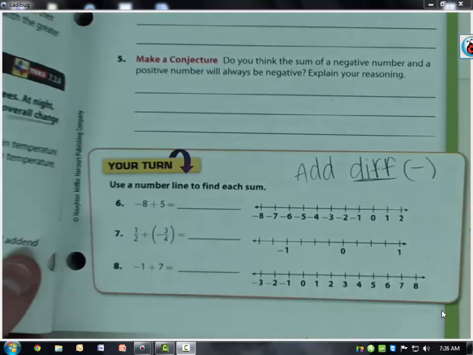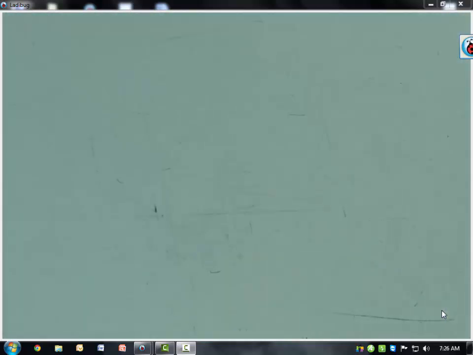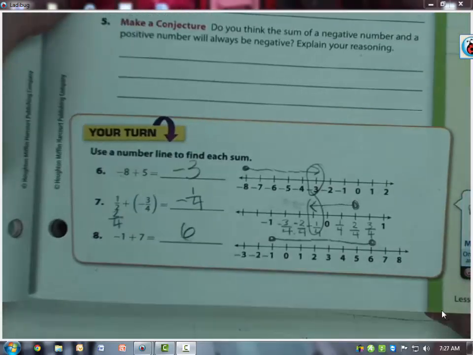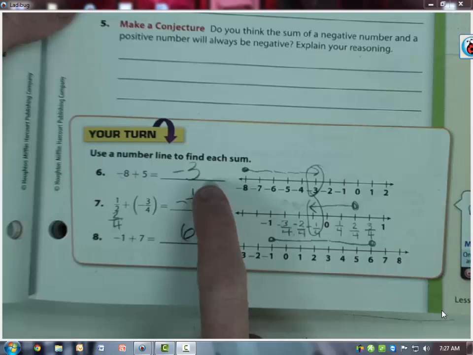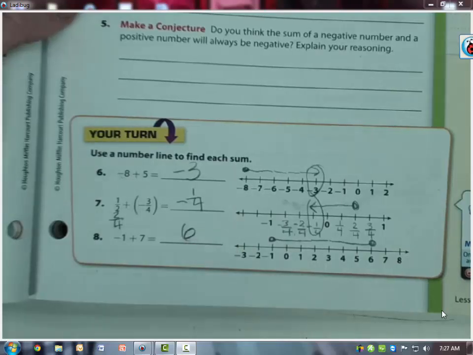Should have gotten negative 3, negative 1/4, and 6. Remember, when we're working with 4s, we have to split our number line into 4s from 0 to 1. So, sorry, I'm going back to number 7. We need to make sure we split that number line into 4s so you're not getting confused, because if you don't, then there's no way to read that, correct?